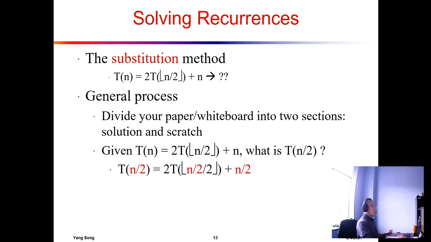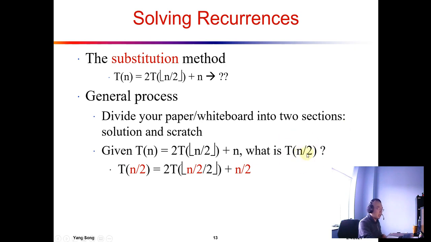Okay, so the substitution. The idea of the substitution is, as you may observe, to solve T(n), what do we have to know? We have to know how we can do T(n/2). So to figure out T(n), we have to figure out T of half n, right? So how do we do T(n/2)?